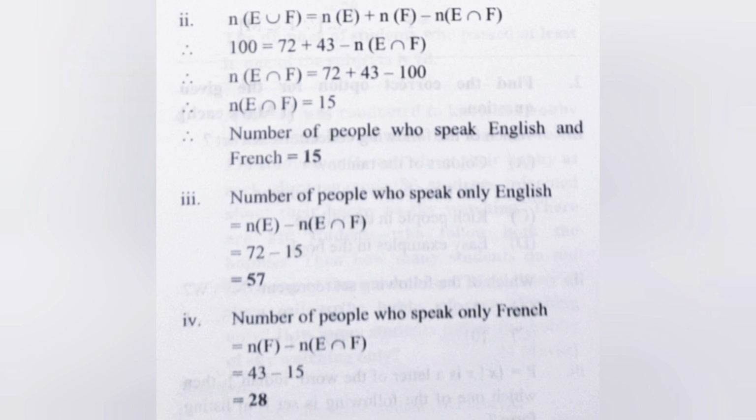Next, how we will find number of people who speak only English. Who speak only English. So, number of E minus number of E intersection F. Because what is number of E? They speak English, but इसमें कुछ ऐसे भी हैं जो English French दोनों भी बोलते हैं और कुछ ऐसे हैं जो सिर्फ English बोलते हैं.